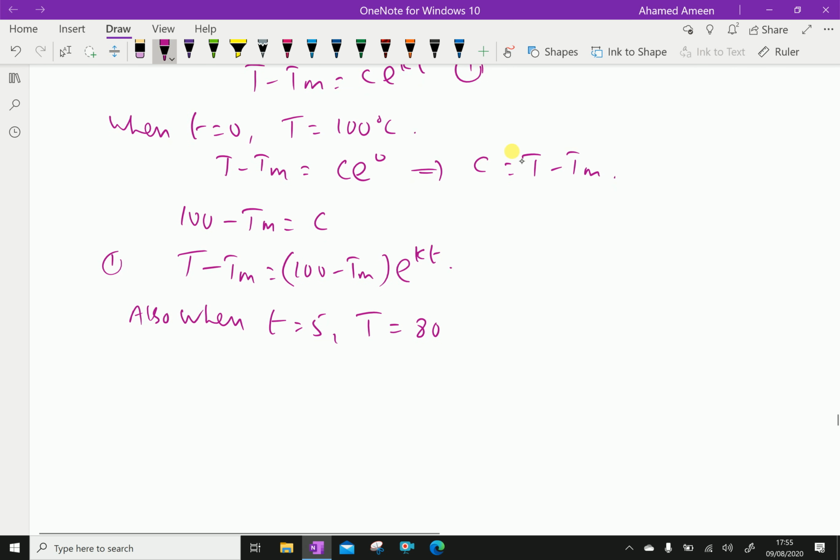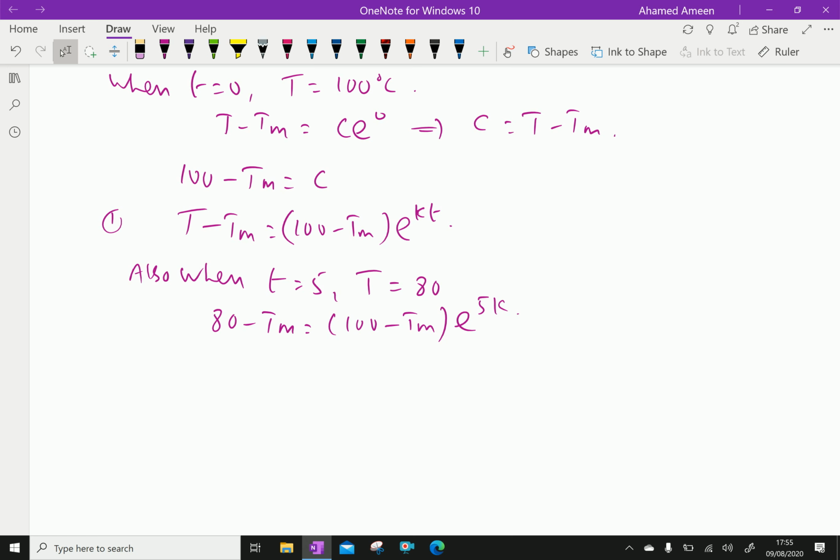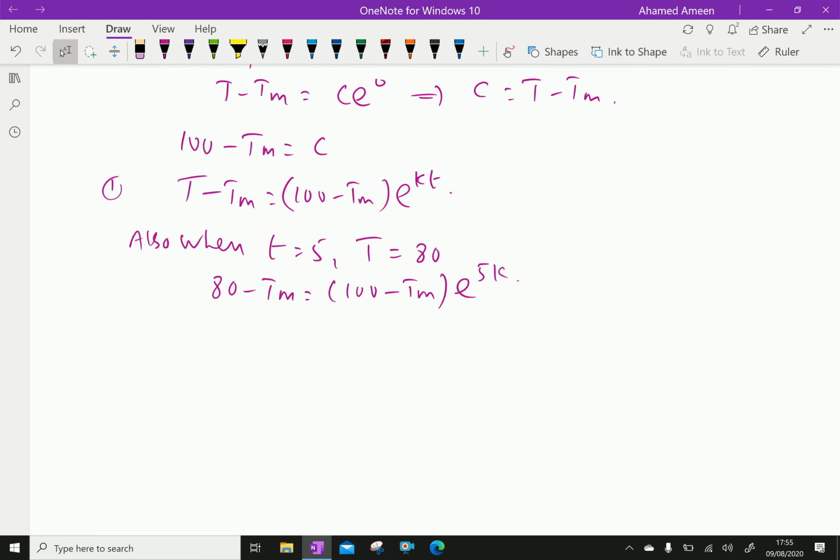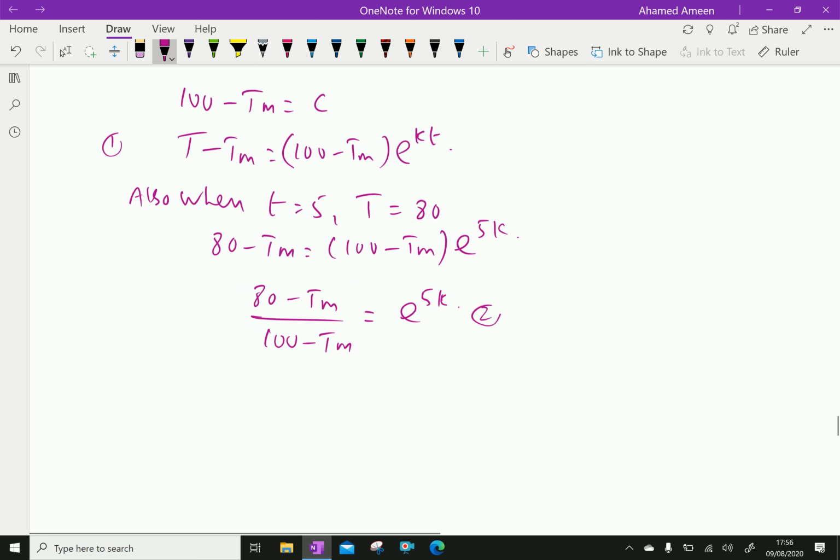Therefore 80 minus Tm equal 100 minus Tm e power 5k. Now 80 minus Tm over 100 minus Tm equal e power 5k. Let it be 2.